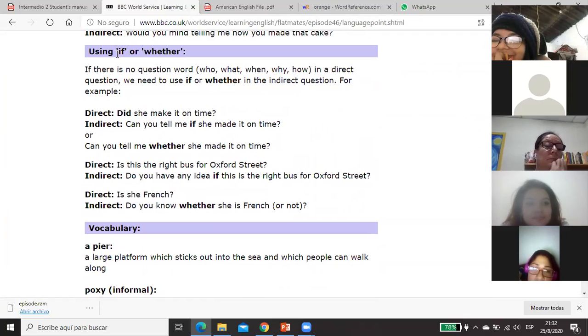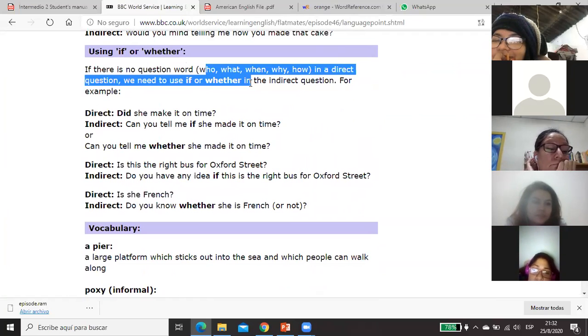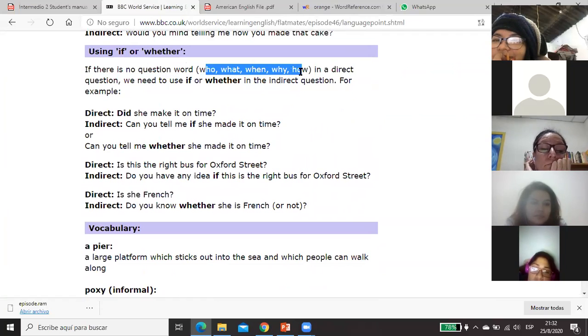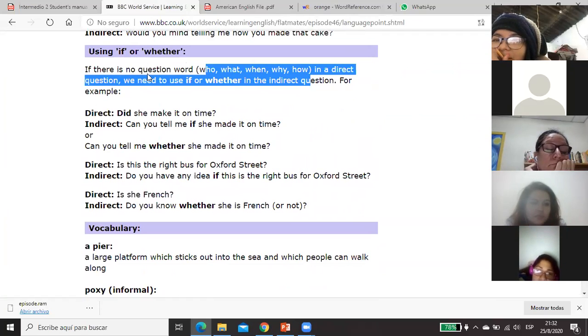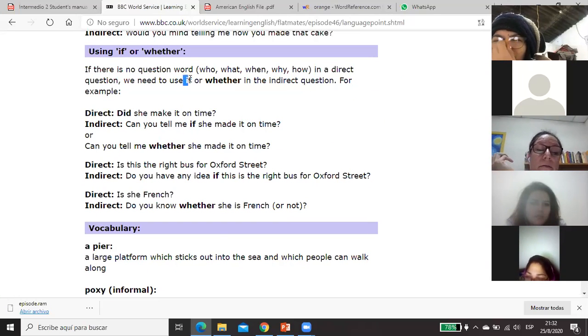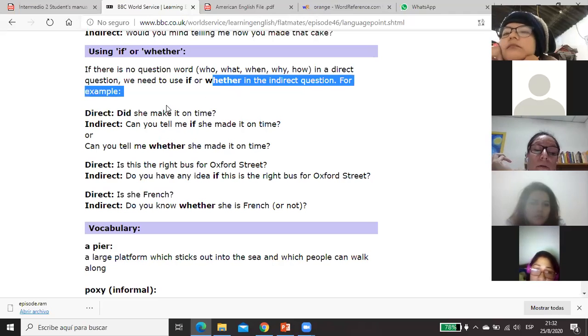In the explanation, for example, we use the word if when we are not using a question word like who, what, when, why, or how. So we use the words if or whether. You can use both. Puede usar if or whether. So that's up to you. For example, let me ask Maria to read the direct question.